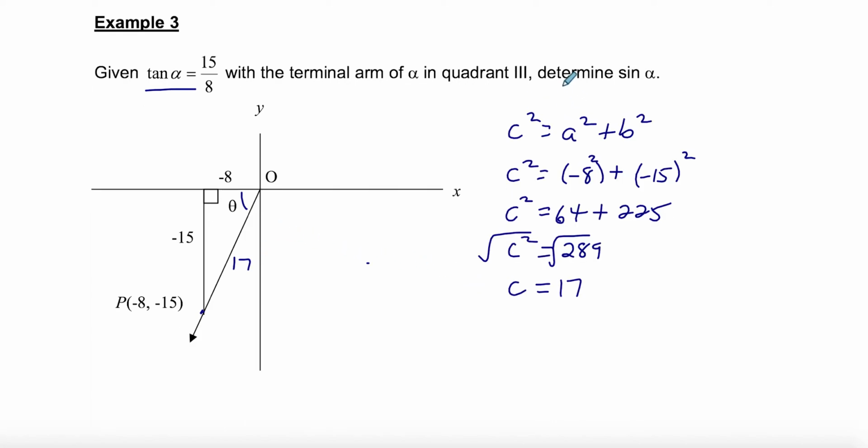So what we're asked to do is to determine sine alpha. So just sine alpha in this question would be, this is my angle of reference, so opposite over hypotenuse, negative 15 over 17. And I think CAST, sine, should be negative in that quadrant.